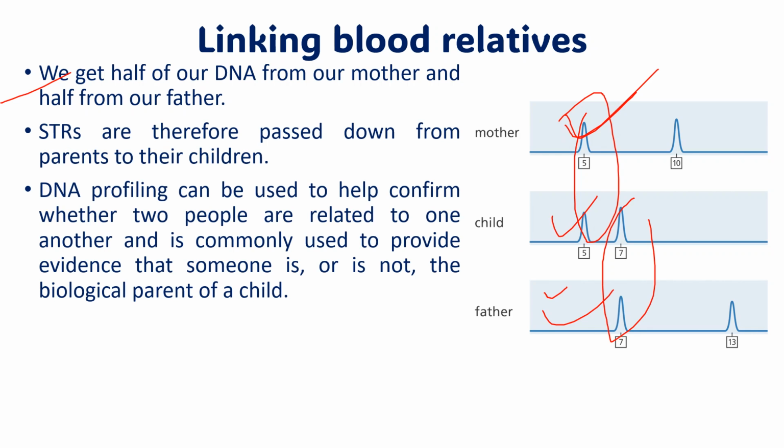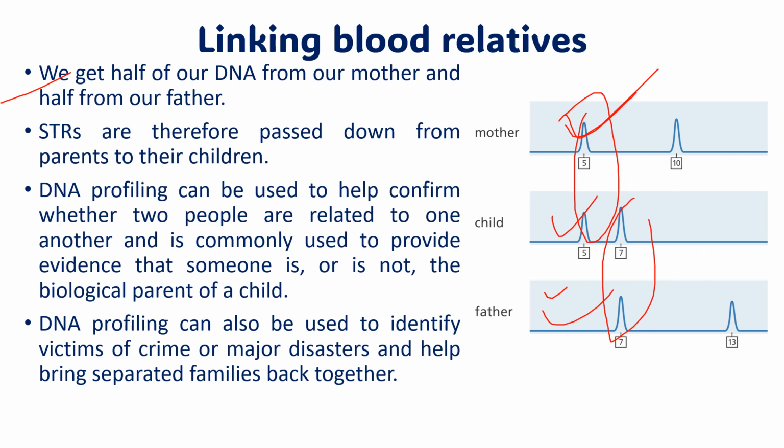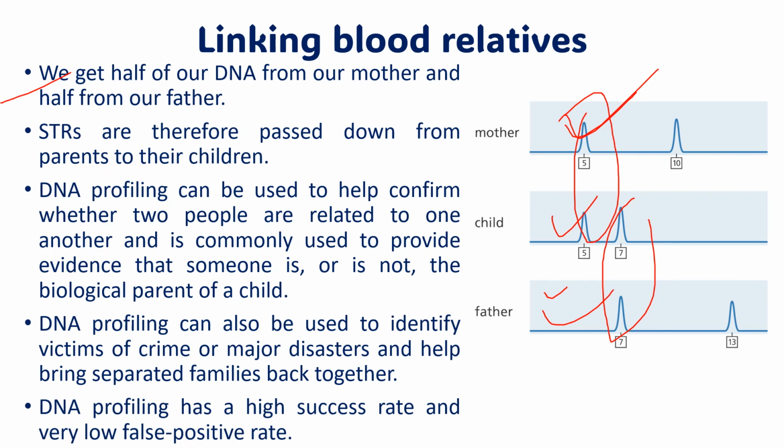You can see in this example, the child is having STRs from both the parents. So DNA profiling can be used to help confirm whether two people are related to one another or they are not related. DNA profiling can also be used to identify victims of crime or a major disaster. Whenever some accident happens, if someone does not claim the body, then to identify the person or victim, their relative can be identified, so there also this is going to be used. So DNA profiling has a high success rate and a very low false positive rate.